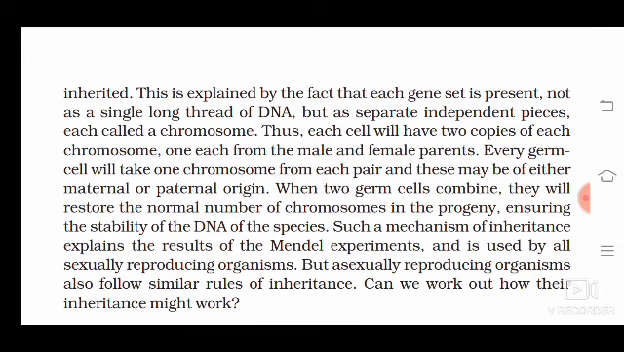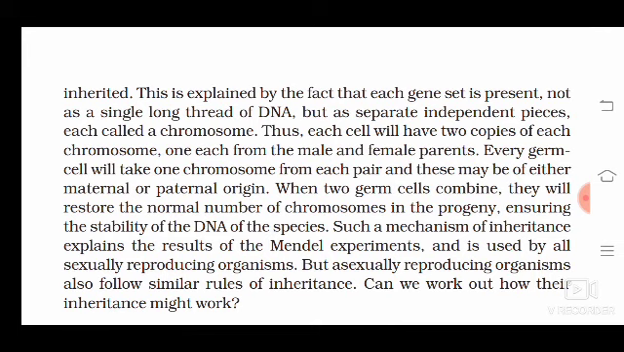Every germ cell will take 1 chromosome from each pair. जो हमने कैपिटल R, स्मॉल r, कैपिटल Y, स्मॉल y में से लिया है तो उसमें से 2 आ रहे थे, ठीक है, सिंगल नहीं आ रहे थे, 2 आ रहे थे. Same way it is in the human. Every germ cell will take 1 chromosome from each pair and these may be of either maternal or paternal origin. When 2 germ cells combine, they will restore the normal number of chromosomes in the progeny, ensuring the stability of DNA of the species. So, single trait is not flowing.